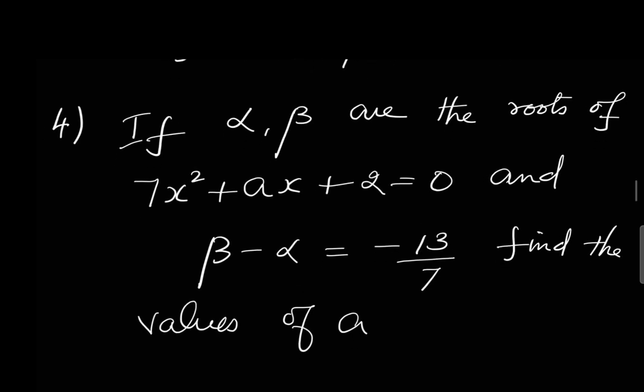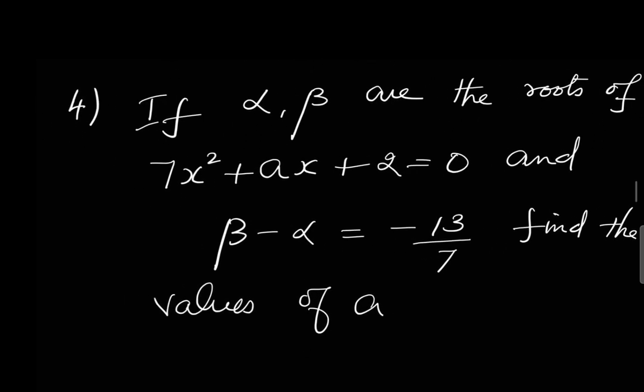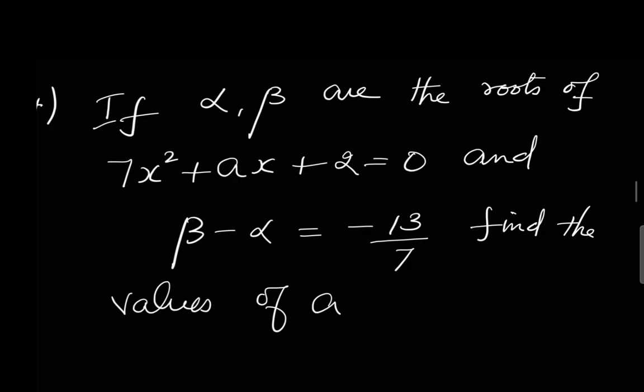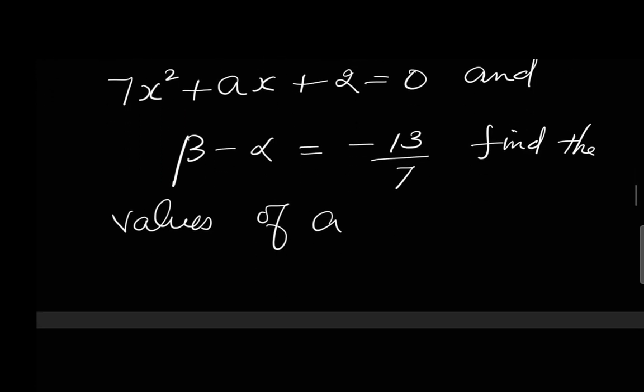See the fourth sum. If alpha, beta are the roots of 7x squared plus ax plus 2 equal to 0, and also it's given beta minus alpha equal to minus 13 by 7, find the value of a. Where this a occurs, it is in the equation. It is the coefficient of x. So the equation is here 7x squared plus ax plus 2, and alpha and beta are the roots of this equation.